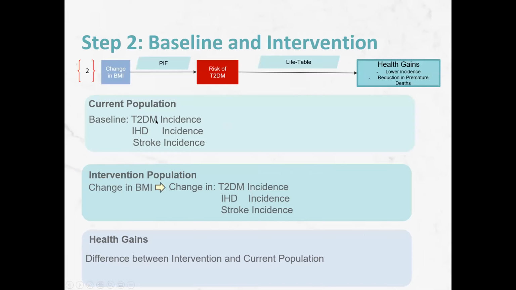Then we took the current population. We used the current T2DM, IHD, and stroke incidence. We had an intervention population where, because of the change in BMI, we had a change in the incidence for all the three conditions, and the health gains were just the difference between the two.